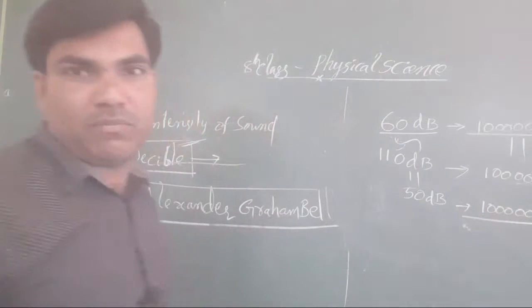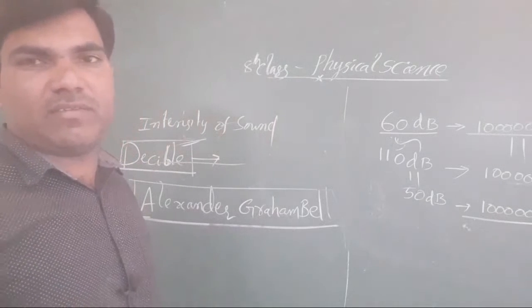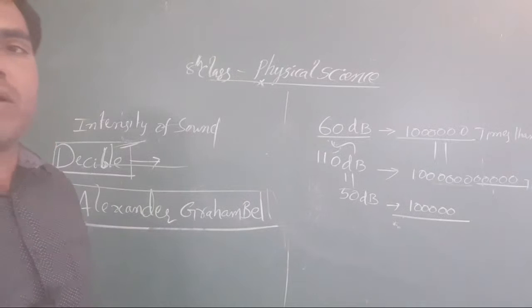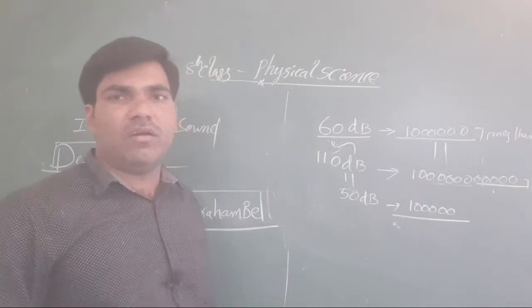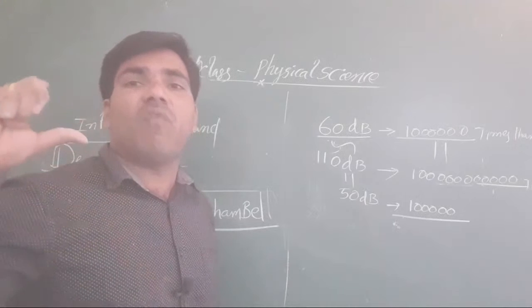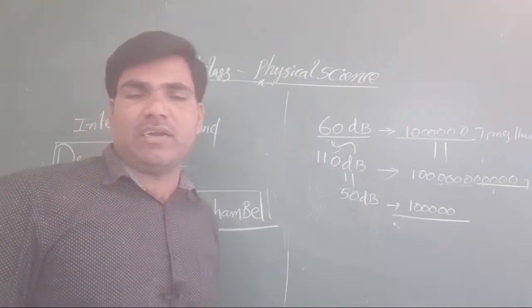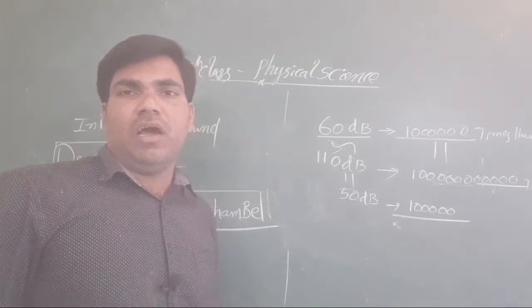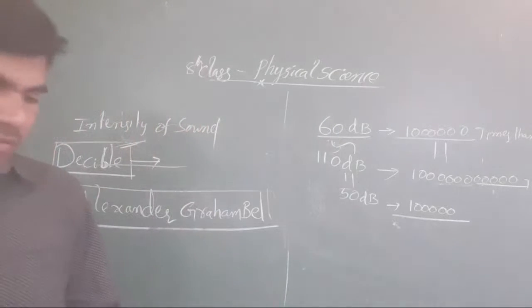How many times is it? 1 lakh times, from normal conversation to the car horn. Now, how many times has the intensity varied? 1 lakh times. Got it or not? In this way only you have to calculate. And suppose one more problem is also given here.